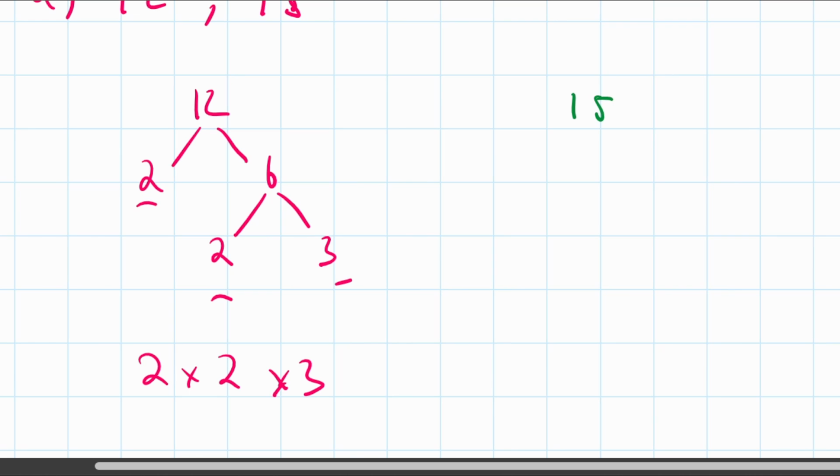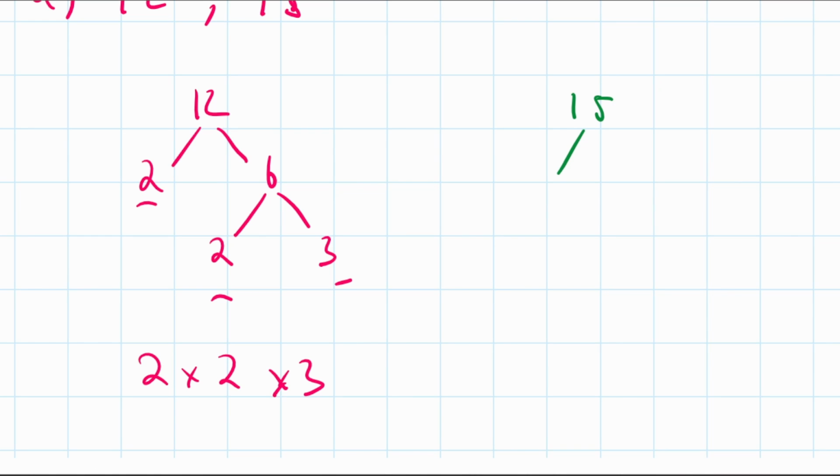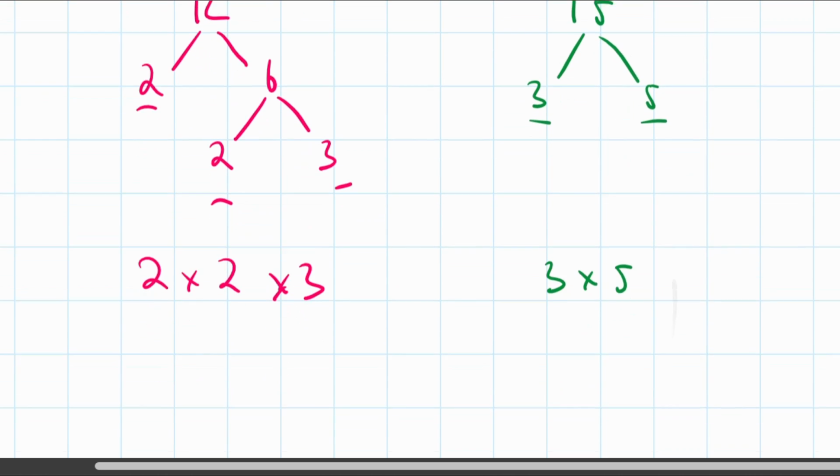So we can do the same thing for 15. Let's take 15 over here, and 15 we can break it down to 5 and 3, and so 3 is a prime number, so we'll stop there, and 5 is also a prime number, so we stop there. And so we can see 15 written in the form of a product of its prime numbers would be 3 multiplied by 5.